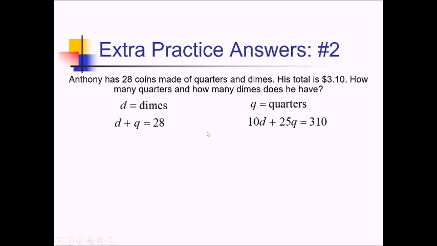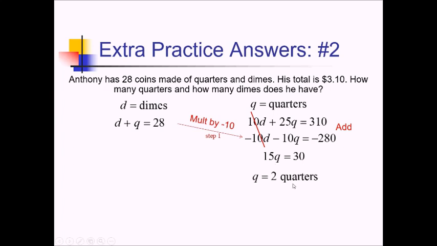All right, time to solve this system of equations. I can do that with substitution or elimination, but I'm going to use elimination. I always do that in this situation. So I'm going to get rid of the D's. I'm just going to multiply this first equation by negative 10 so that I have a negative 10D that'll cancel out with the 10D from the other equation. And then I also end up with a negative 10Q equals negative 280. Adding those equations together, the D's are gone, leaving me with 25 minus 10, that's 15Q on the left side. On the right side, 310 plus negative 280, that's 30. And then dividing by 15, we get Q equals 2, so that's 2 quarters, only 2 quarters.